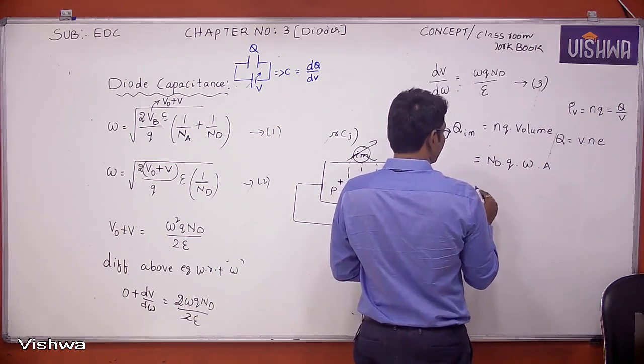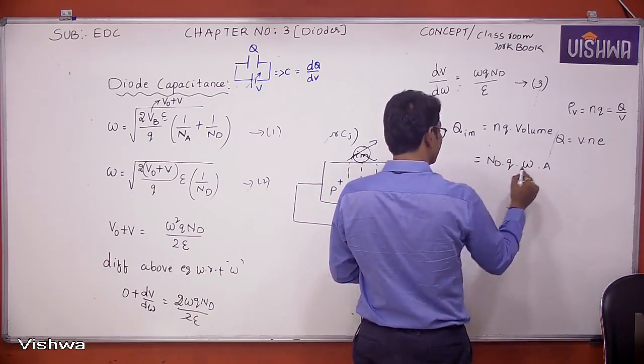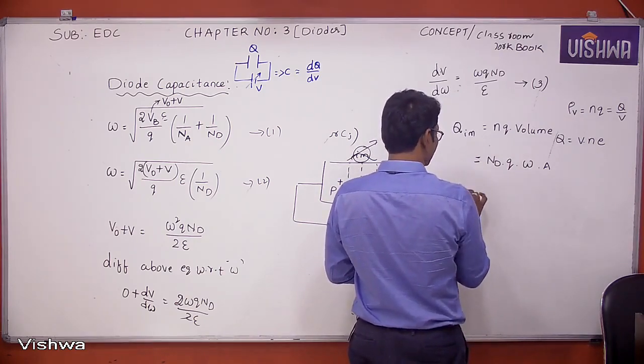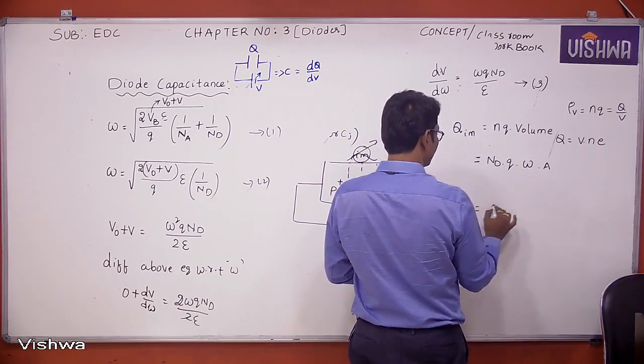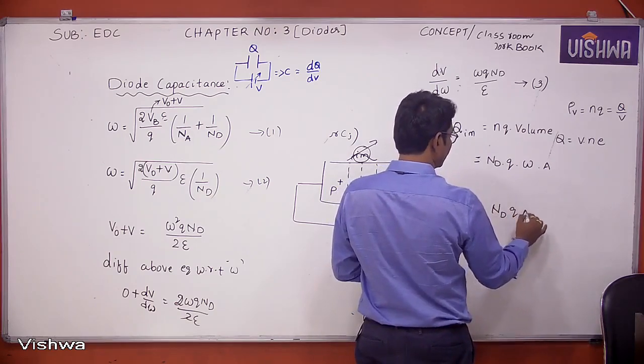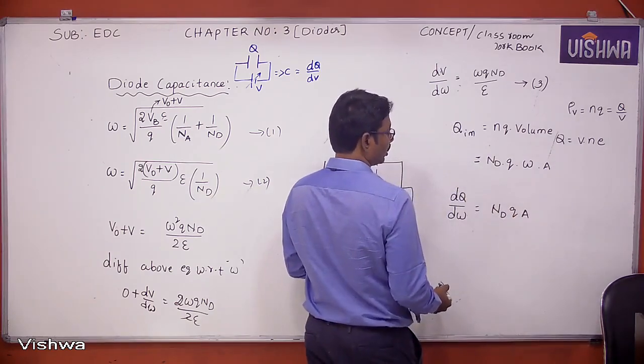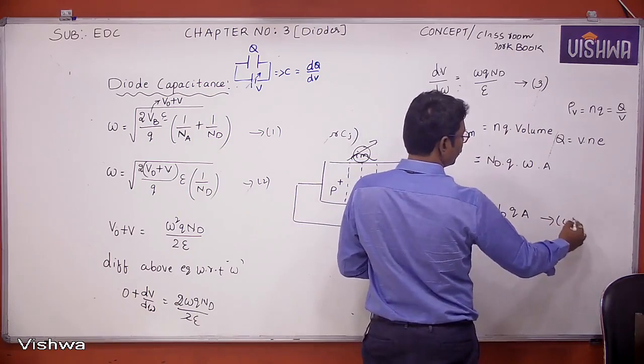Now what you will do here: differentiate the above equation with respect to W. dQ by dW is nothing but Nd into Q into A. Consider this one as equation 3.